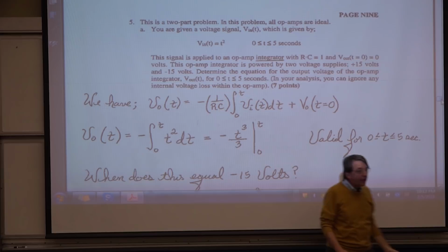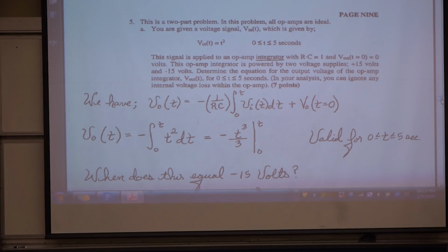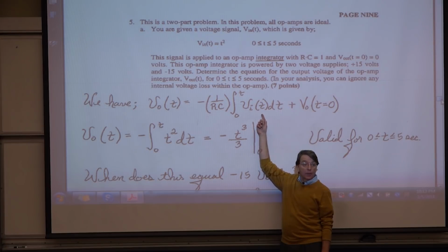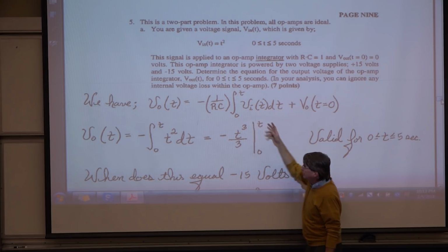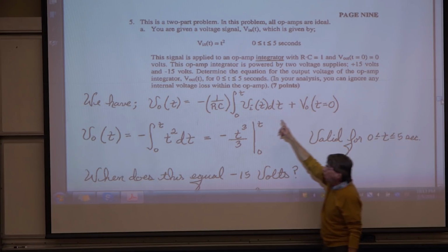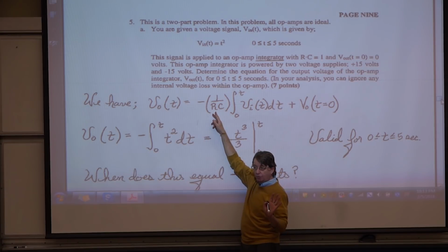So I say, okay, we're applying a signal whose input is t squared for up to 5 seconds. It says determine the equation for the output voltage in 0 to 5 seconds. So what we need to do is plug in t squared for V input. Everyone good with this? I also mentioned here that R times C equals 1, so this just becomes 1.